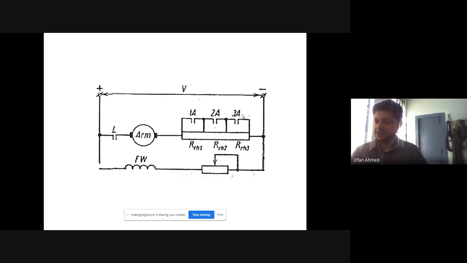Nowadays, we can replace the contactors with SCRs also. But earlier, only contactors were there. Okay, so there are four contactors here.